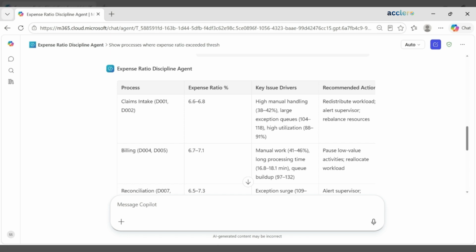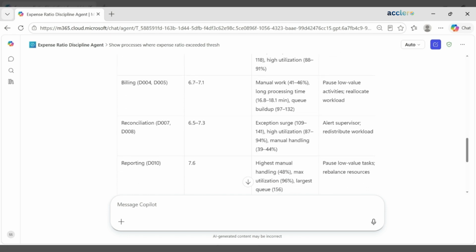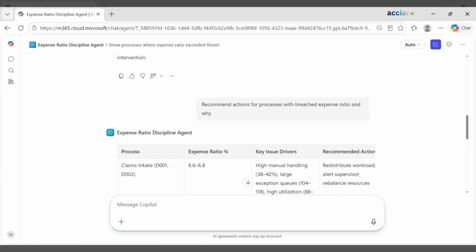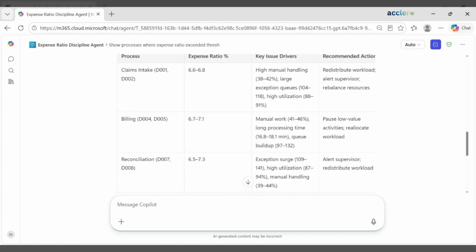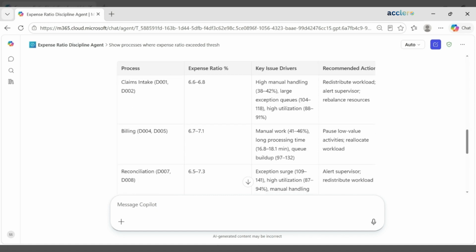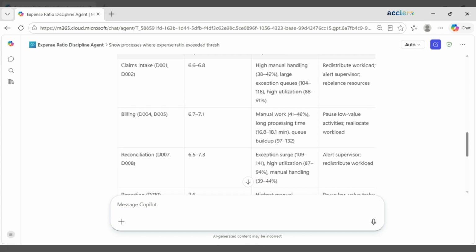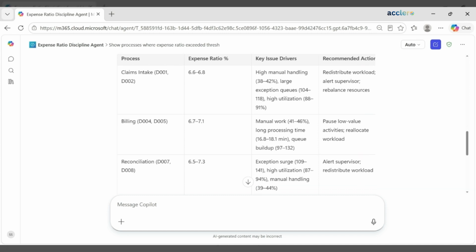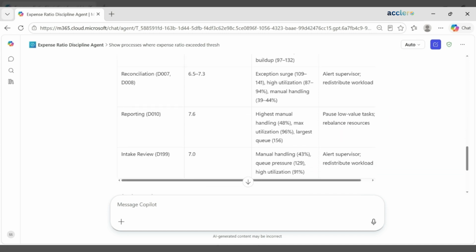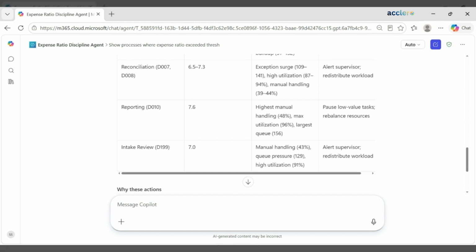rising exception backlogs. So this will directly increase the processing time. So the high resource utilization indicates the imbalance requiring the immediate redistribution and the removal of the low value workload. So these recommendations are applied immediately by preventing the further low value workload.